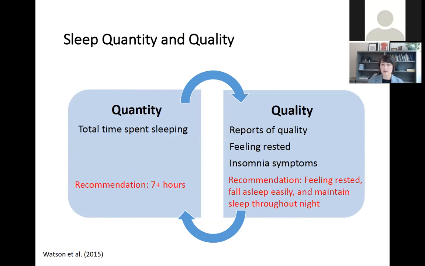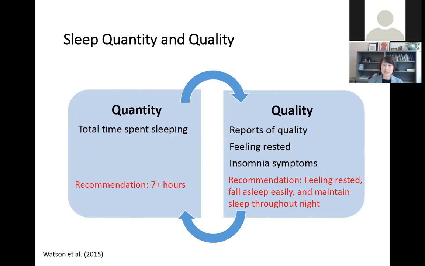Insomnia symptoms refer to difficulty initiating sleep, so falling asleep at night, or maintaining sleep throughout the night. So potentially you could be waking up too early in the morning, and that would represent insomnia symptoms as well.